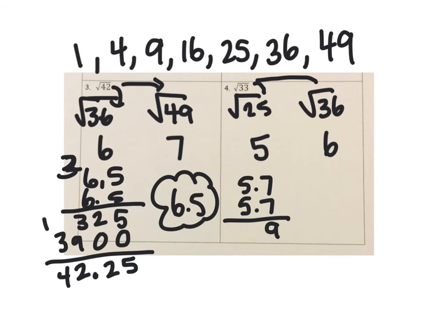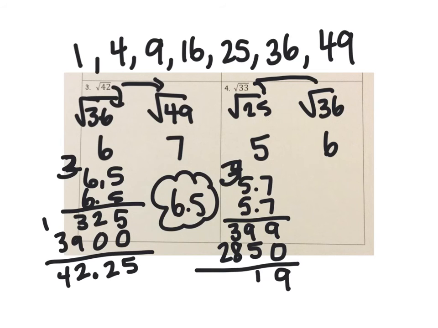7 times 7 is 49. 7 times 5 is 35, plus 4 more would be 39. Add a placeholder so we can multiply by 5 now. 5 times 7 is 35. Carry the 3. 5 times 5 is 25, plus 3 more would be 28. Add these up. 9 and 5 is 14, carry the 1. 8 plus 3 is 11, plus 1 more is 12. Carry the 1, we get 32.49.